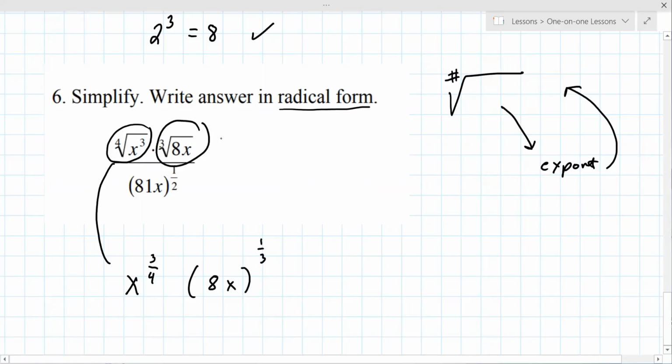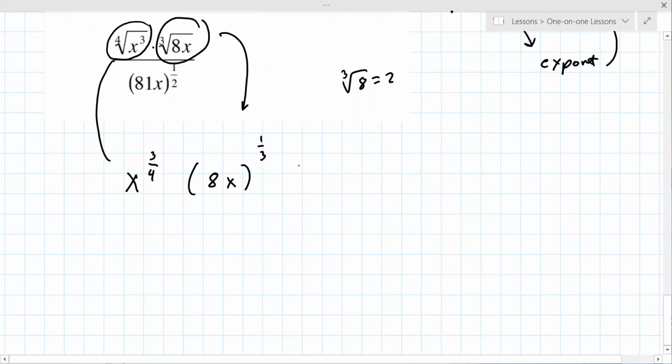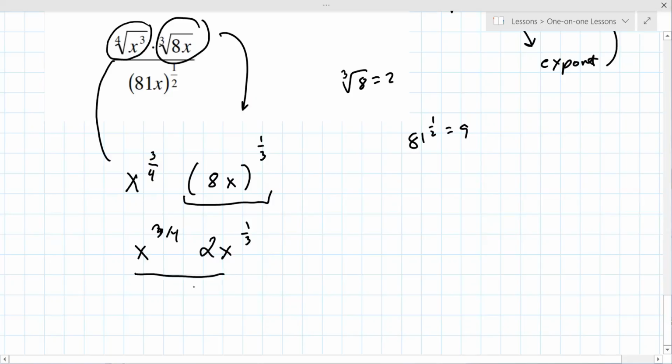But we can actually evaluate the cube root of 8. So the cube root of 8 equals 2. So we can actually make it a little bit better. This becomes 2x to the 1/3 power. Okay, and same thing down here. You have 81. You have the 1/2 power means the square root of 81. That equals 9. So on the bottom you have a 9, x to the 1/2. Okay. So that's 2/9. 2/9. Okay.